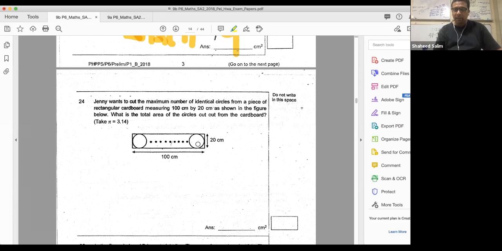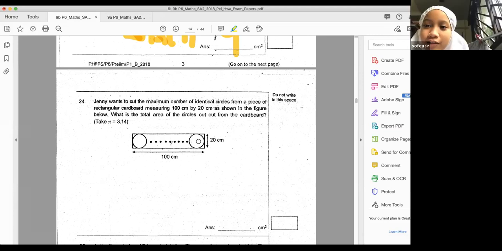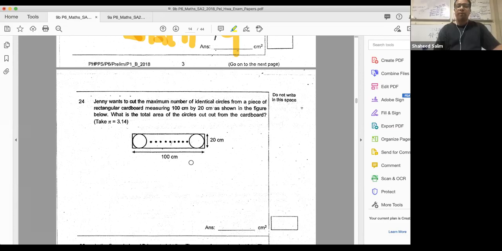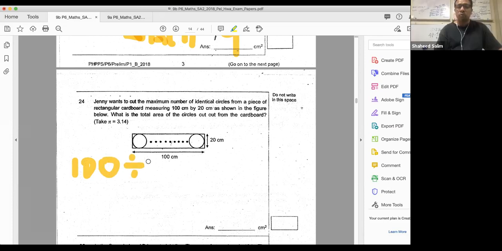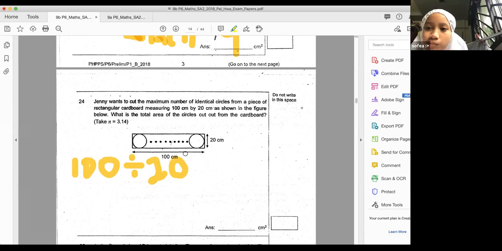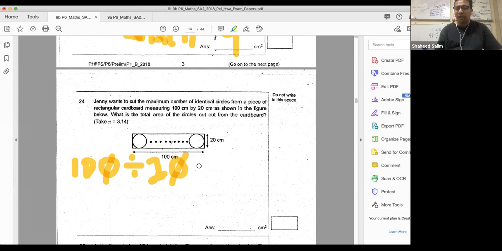The diameter here is 20. Down here, 5. How do you get 5? 100 divided by 20. Why do you divide by 20? Because the diameter is 20. So it's 20, 40, 60, 80, 100. Or cancel the 0, cancel the 0. 10 divided by 2 is 5. Now, you know there are 5 circles.